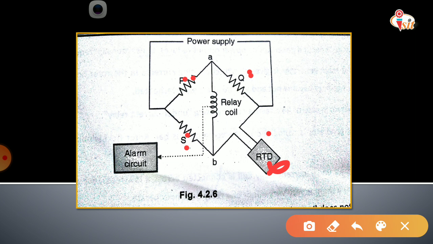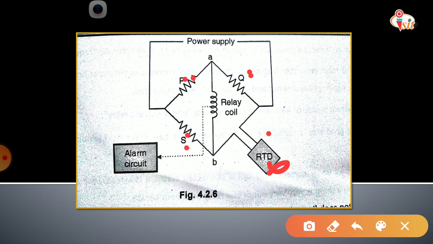When the bridge is unbalanced, some current flows to the relay coil, and the relay coil energizes and gives a signal to the alarm circuit, and it will also generate the trip signal, and it will give it to the circuit breaker for its operation. So this is the RTD, that is, the temperature sensors used in the stator slots, and the temperature sensors may be the RTD, thermistor or the thermocouple. So the Wheatstone bridge arrangement we have used.